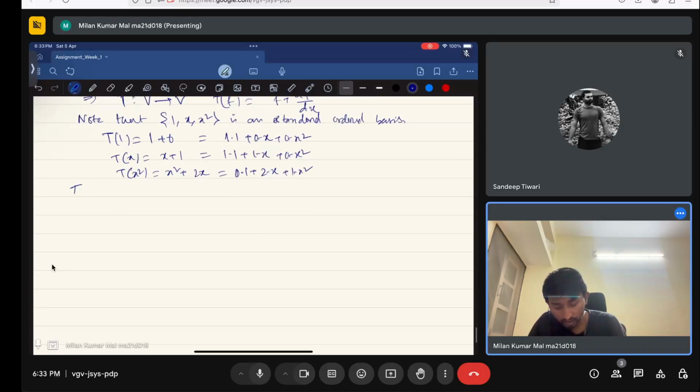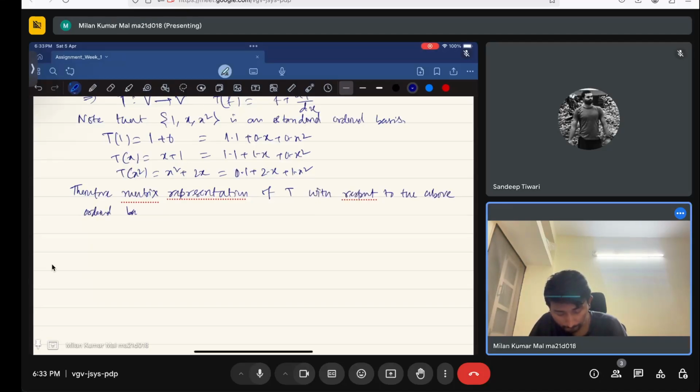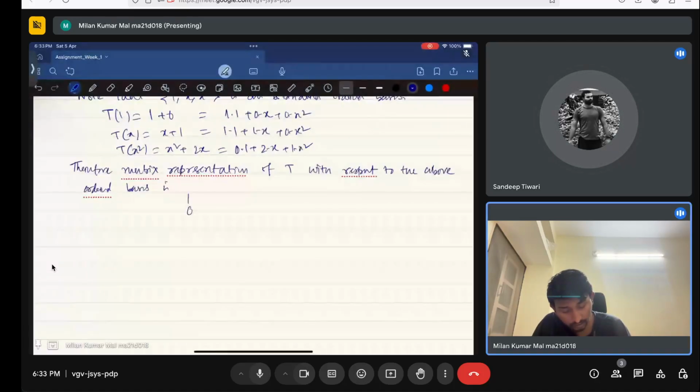So therefore the matrix representation of T with respect to the above ordered basis is 1 0 0, 1 1 0, 0 2 1. This is the matrix.